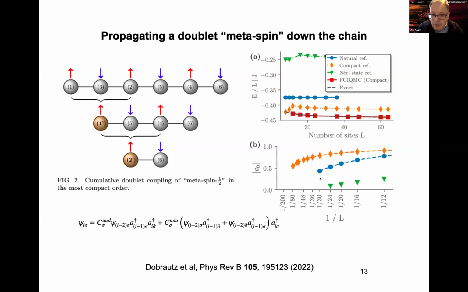And we find that even going to really very, very long chains here, this is a chain consisting of 80 sites. So, that would be a Hilbert space of 2 to the 80, which is absolutely enormous. We find that this single CSF accounts for over 50% of that wave function.